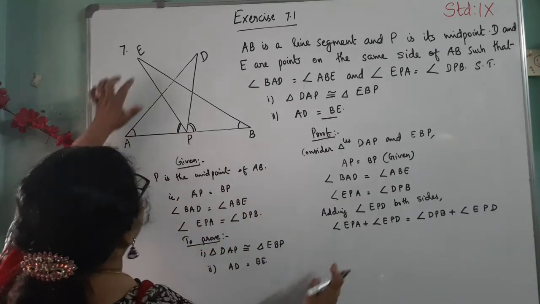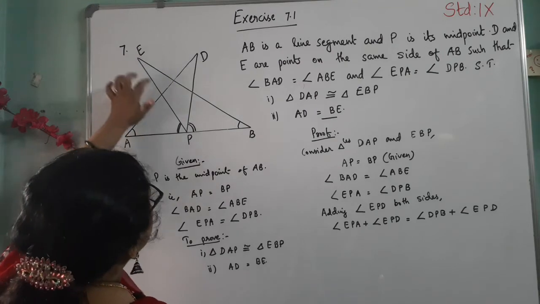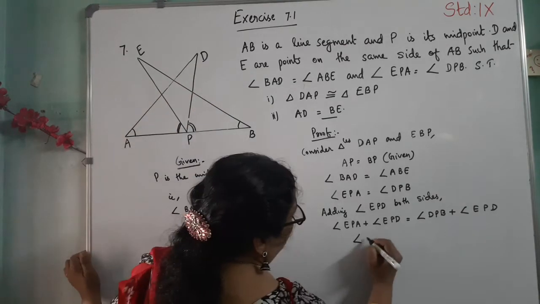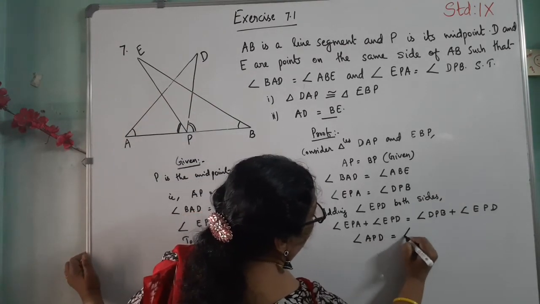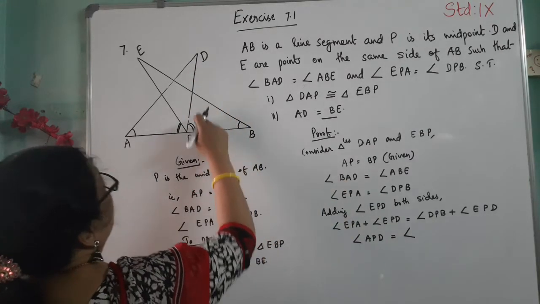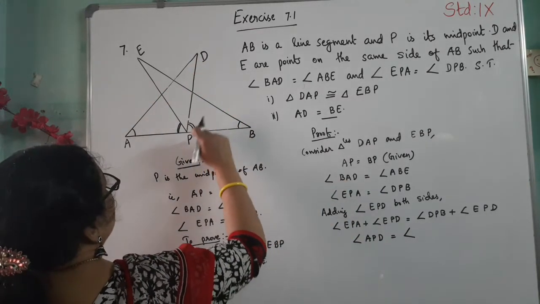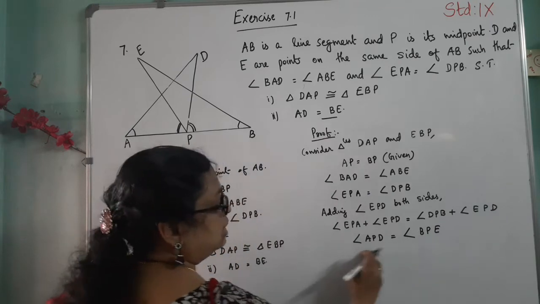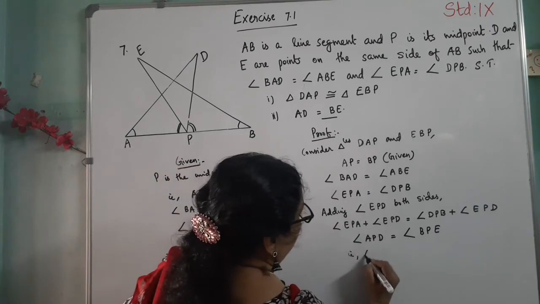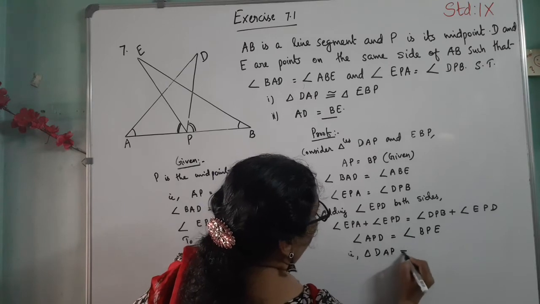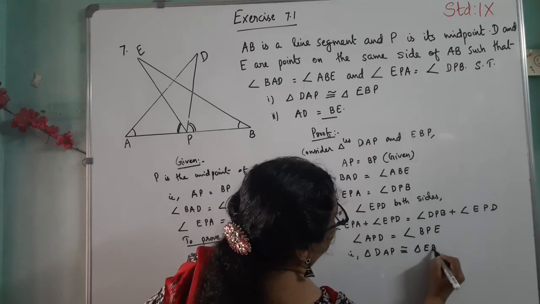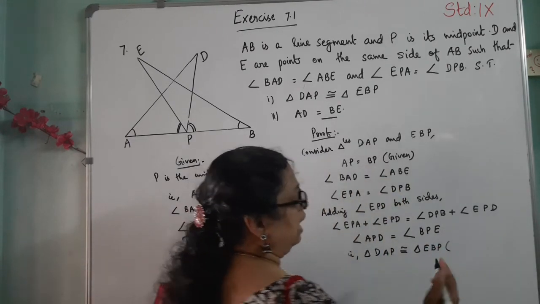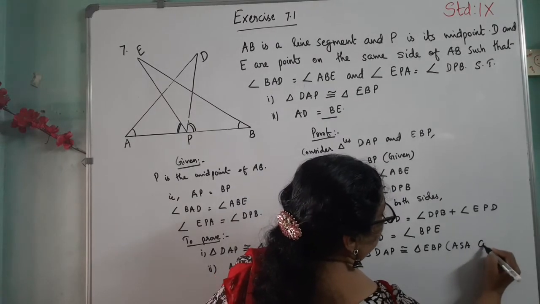That is, EPA, this angle, plus EPD, this angle, is this total angle APD. Angle APD equals angle DPB, this angle, plus DPE, that is the total angle BPE. So these two angles are equal, that is triangle DAP congruent to triangle EBP. It is one side and two angles, that is ASA congruence.